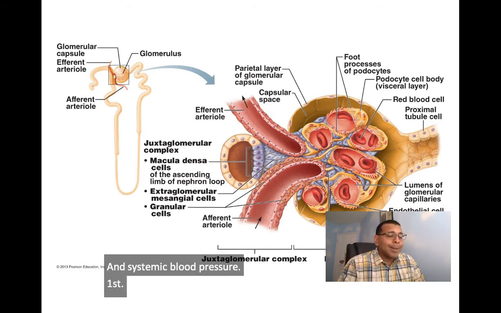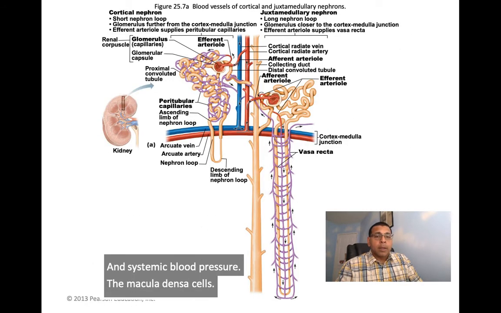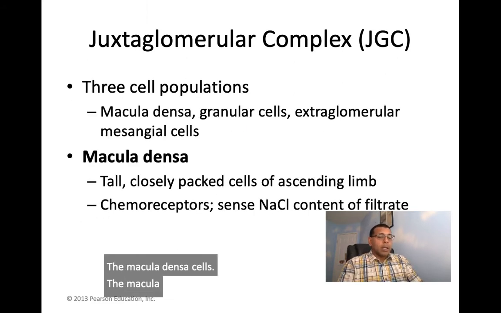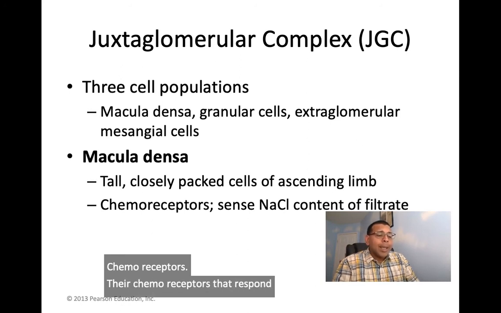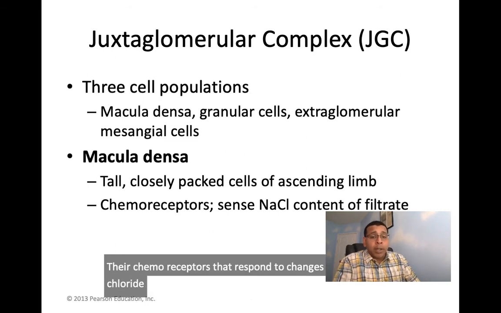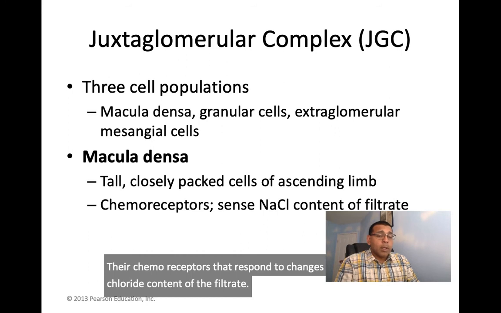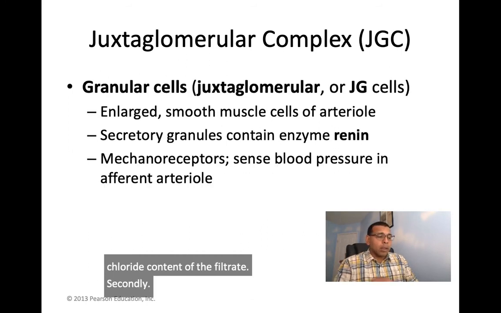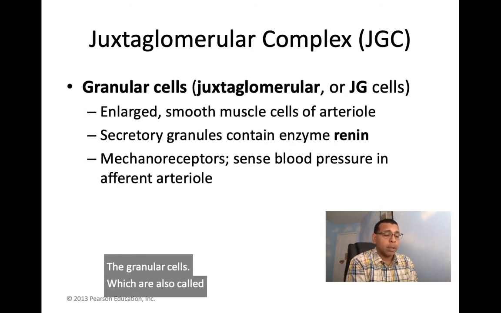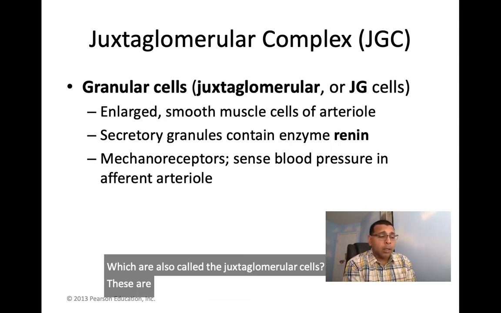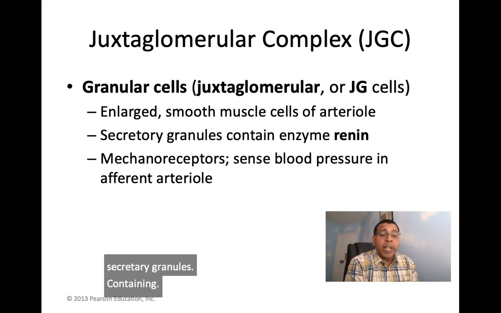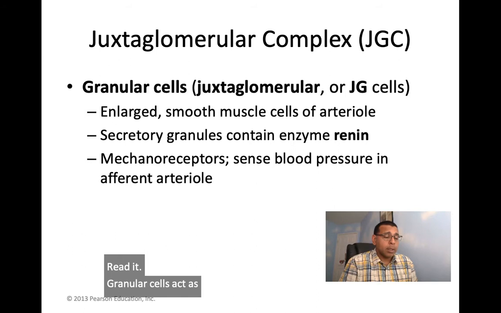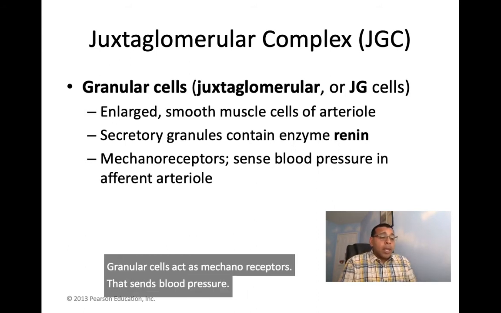First, the macula densa cells. They're chemoreceptors that respond to changes in sodium chloride content of the filtrate. Secondly, the granular cells, which are also called the juxtaglomerular cells. These are enlarged smooth muscle cells with prominent secretory granules containing renin. Granular cells act as mechanoreceptors that sense blood pressure in the afferent arteriole.